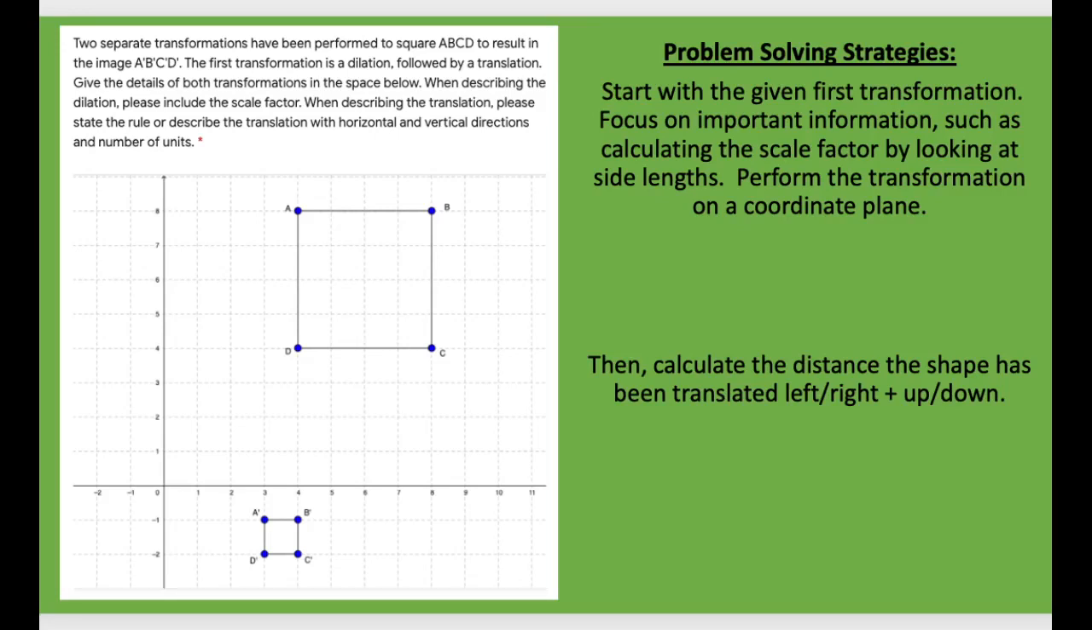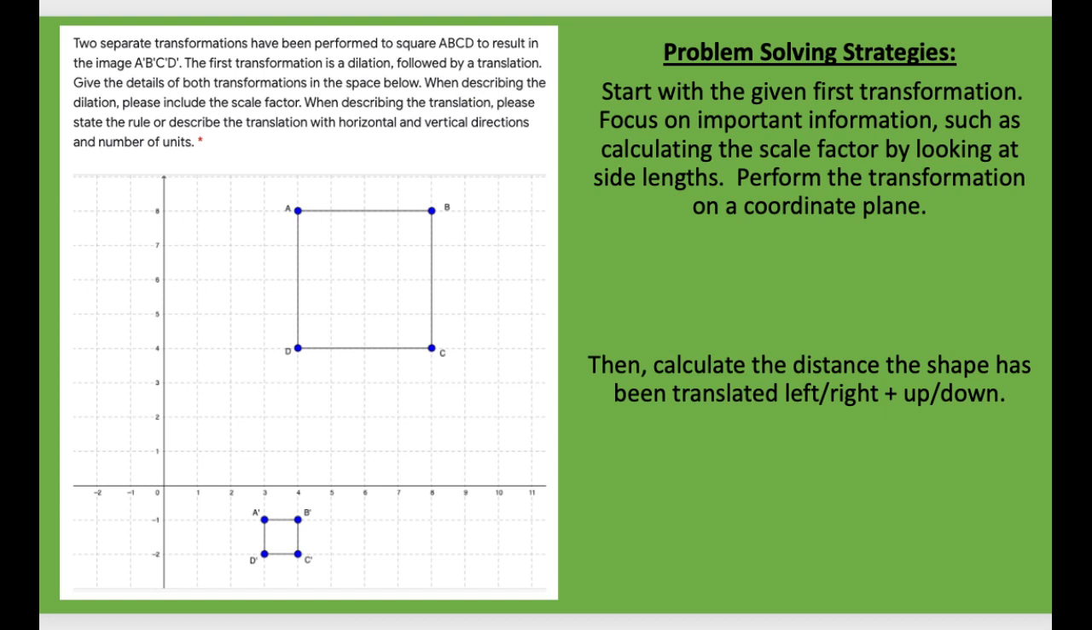Two separate transformations have been performed to square ABCD to result in the image A prime, B prime, C prime, D prime. The first transformation is a dilation, followed by a translation. Give the details of both transformations in the space below. When describing the dilation, please include the scale factor. When describing the translation, please state the rule or describe the translation with horizontal and vertical directions and number of units.